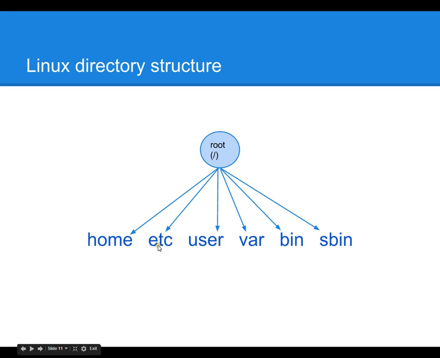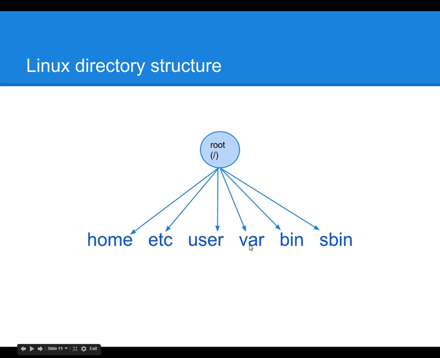You also have the etc directory. You'll find many of your configuration files under etc. You'll also have the usr directory. There's a typo here, there should be no E, but usr stands for Unix System Resources. You'll find more system files and things of that nature in this directory.